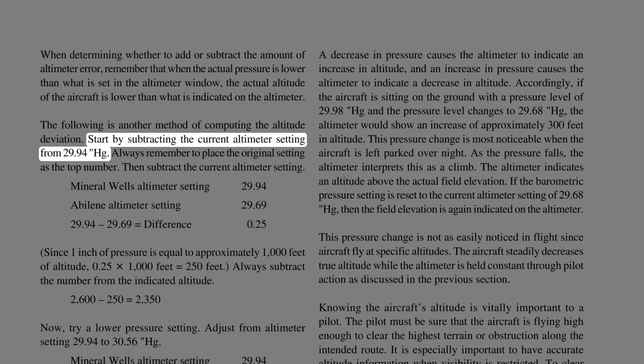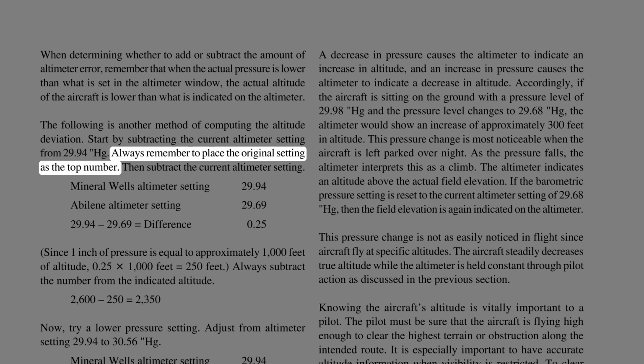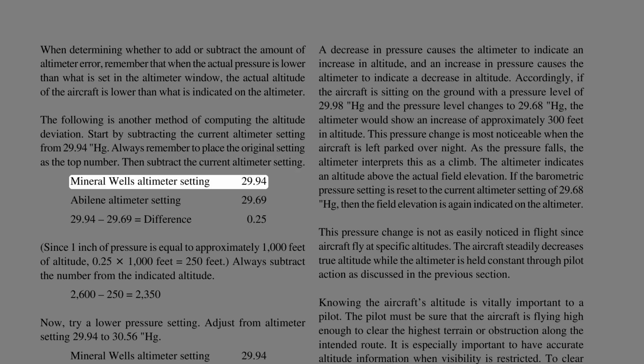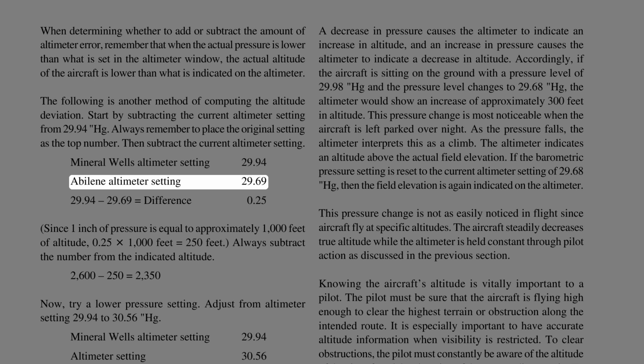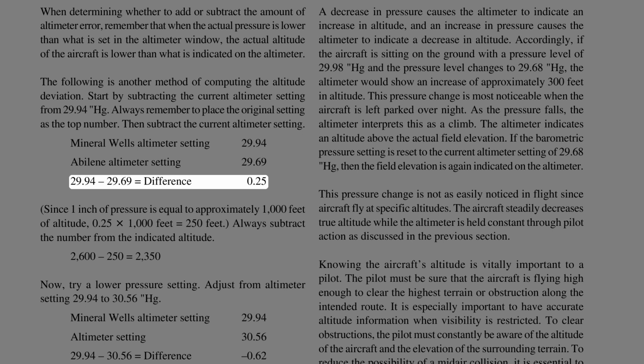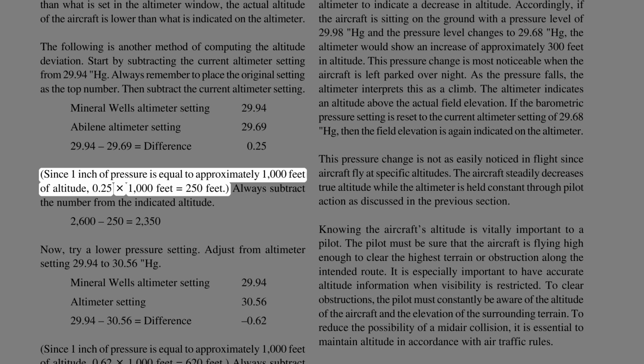Start by subtracting the current altimeter setting from 29.94 Hg. Always remember to place the original setting as the top number. Then subtract the current altimeter setting. Mineral Wells altimeter setting 29.94. Abilene altimeter setting 29.69. 29.94 minus 29.69 equals a difference of 0.25. Since 1 inch of pressure is equal to approximately 1,000 feet of altitude, 0.25 times 1,000 feet equals 250 feet.